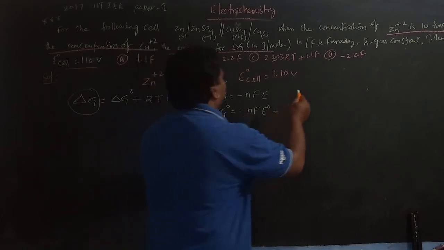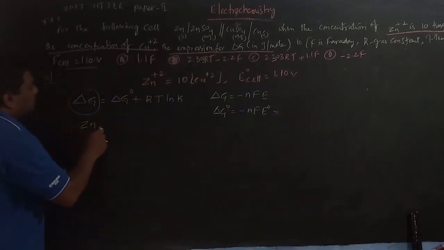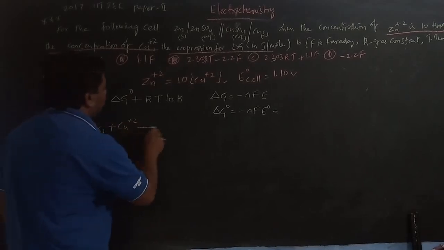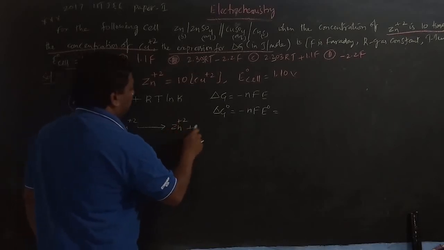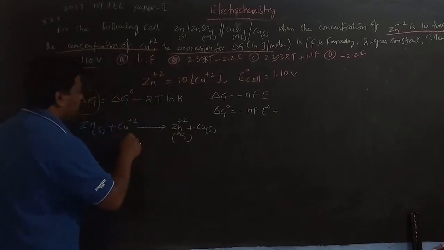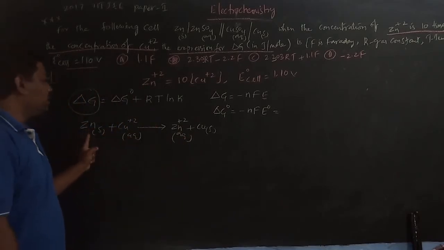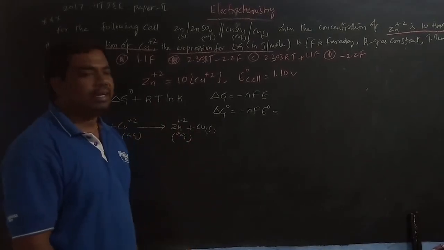Generally the equation is Zn plus Cu2+ gives rise to Zn2+ plus Cu, with the ions aqueous. So this is the equation. The zinc electrode acts as the anode and the copper electrode acts as the cathode.